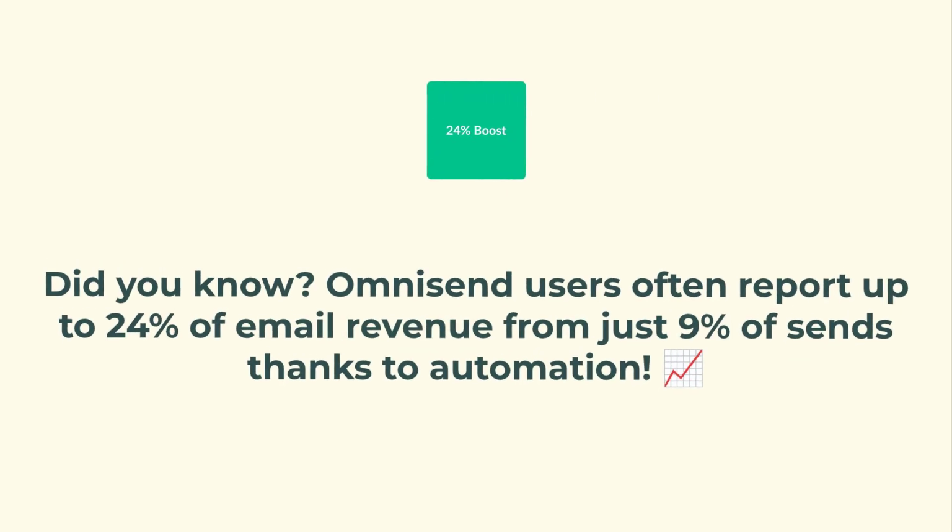Oh, wait, quick stat break. Did you know Omnisend users actually report getting up to 24% of their email revenue from just 9% of their sends, thanks to automation? Crazy, right? That's how powerful those triggered flows can be.